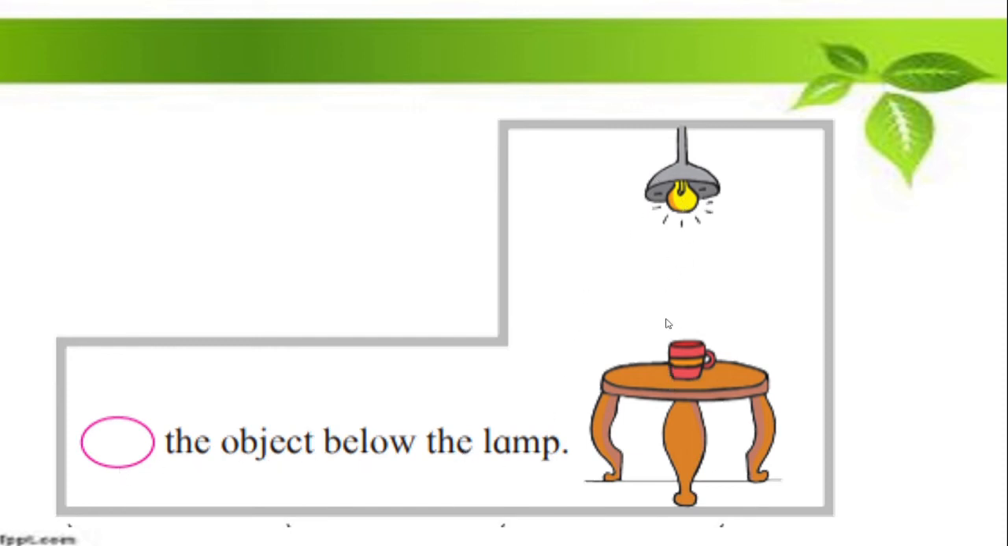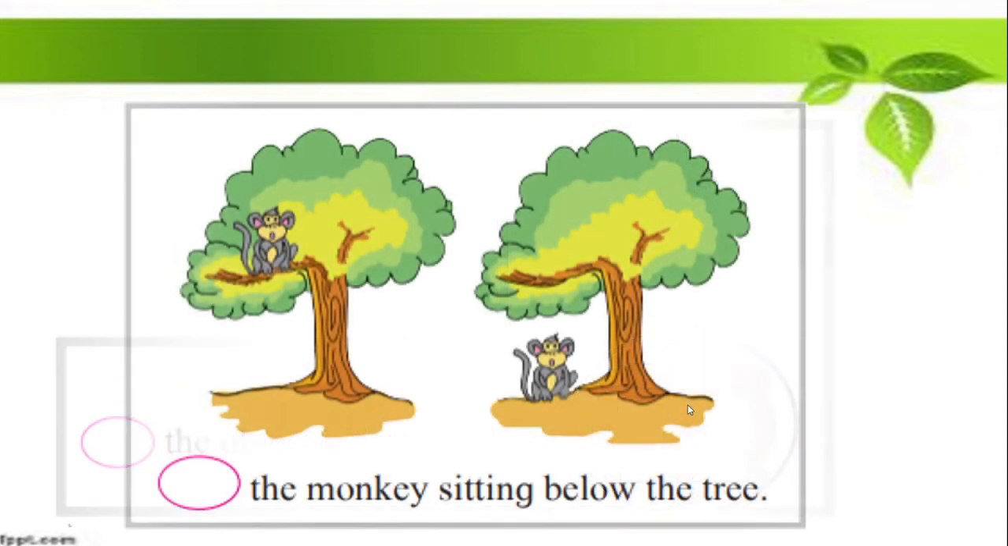Below, नीचे, lamp के नीचे. Right? What is there? These two objects. So we will circle these two objects. That is cup and the table. Right? Now the next picture is this.